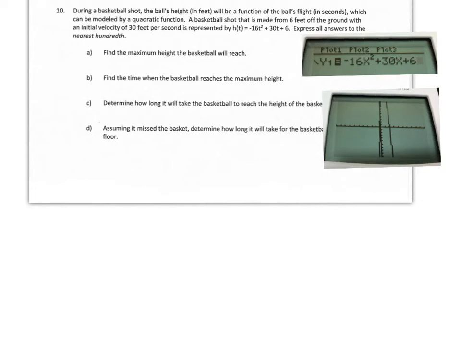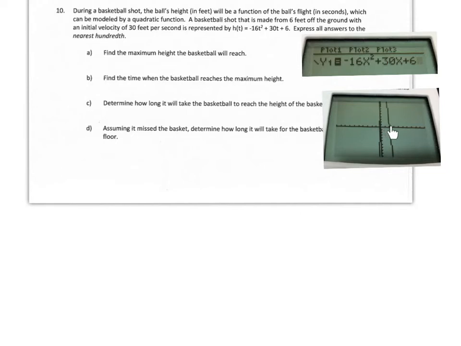Now, when I hit graph, this is what I saw. You can see here the basketball's going up, and it's coming back down, right? And this is where it hits the floor, I guess, because it's not going to have any negative height. Now, I'd like to see my graph a little more, so I'm going to adjust the window a little bit. The x-axis represents time. We don't need any negative time, so I'm going to set my x minimum to 0, right? There's no such thing as negative time.